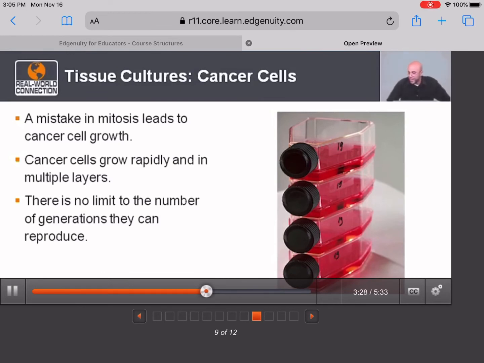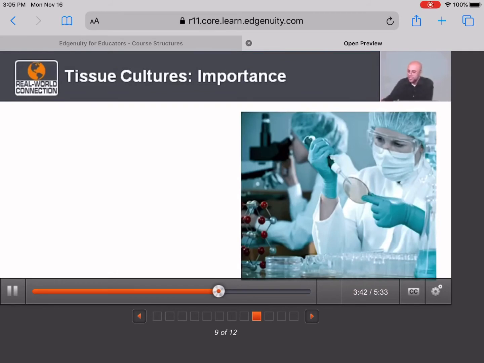This is because cancer cells lack contact inhibition to tell them when to stop dividing. Previous to using tissue cultures, scientists were unclear how cancer cells were able to divide so rapidly. Let's look more about tissue cultures and talk about contact inhibition.